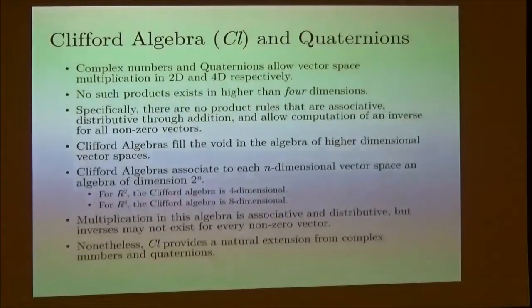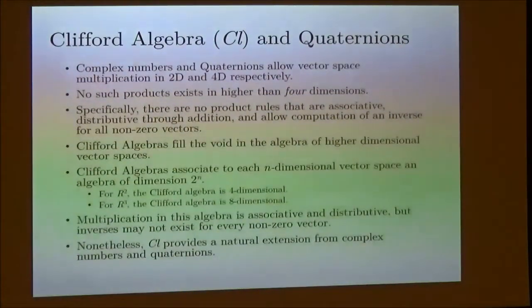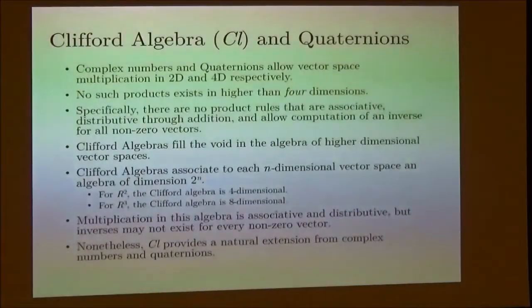So essentially, we're doing multiplication in those vector spaces. But the problem is that in other dimensions, you don't have those kinds of product operations. We are specifically looking for some of the rules that we are very familiar with for the space of complex numbers as well as the quaternions, like associativity, distributivity over addition, and the existence of inverses, and that's where Clifford algebra comes in. It tries to fill that gap that exists in the algebra of higher dimensions.